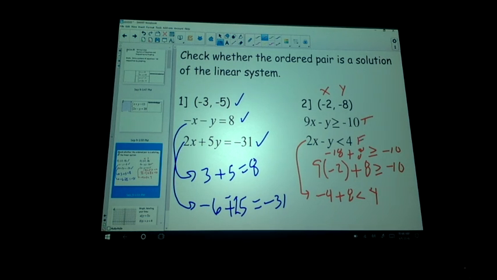So is this a solution to this system of equations? No. Both of them have to be true. So this is not the solution. It doesn't fall within the region. Okay. May I move on?